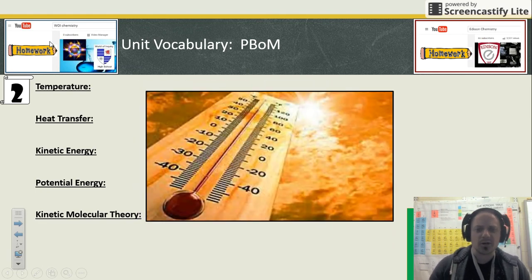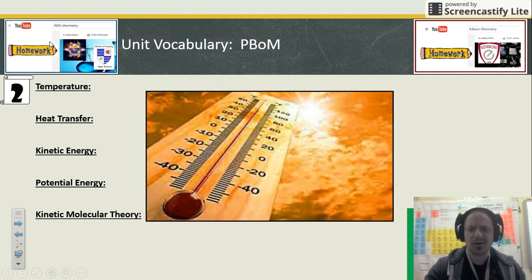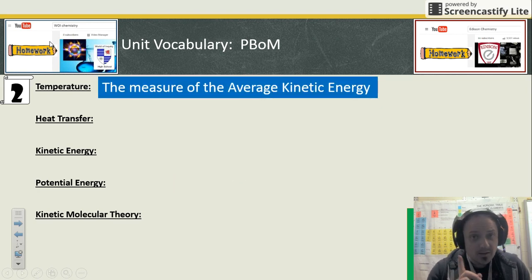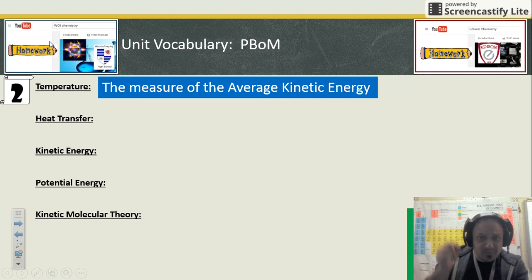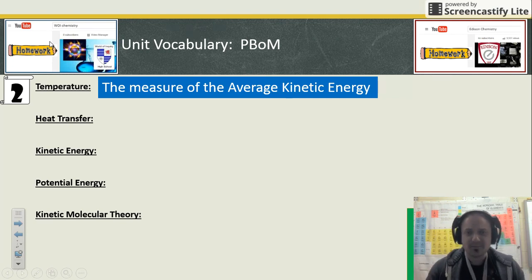So check it out. Temperature. What's temperature? Well, everybody knows it's a number, but chemists know that it's actually a measure of the average kinetic energy of the particles in a sample of matter. How quickly they're moving around is related to the number that the gauge on the temperature probe reads. Okay, it's a measure of average kinetic energy.